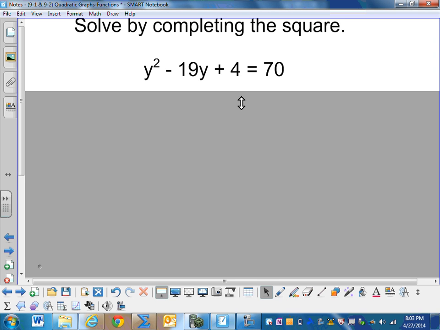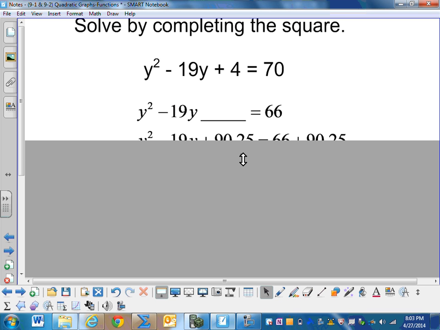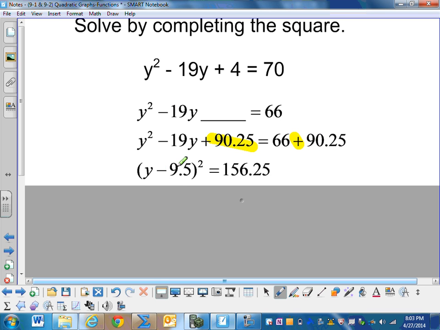y squared minus 19y plus 4 equals 70. So we moved c to the other side, and that gives us 66. We cut b in half and square it. So negative 19 divided by 2 is negative 9.5. Squared is 90.25. So I add 90.25 to both sides. Now I've made a perfect square on the left side. And that's y minus 9.5 squared.